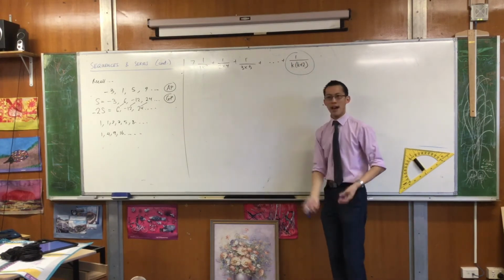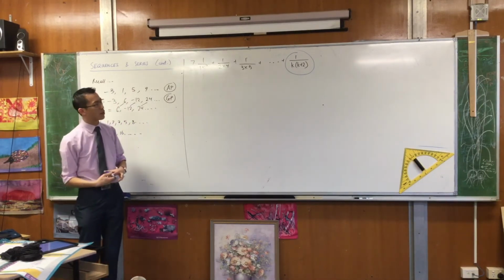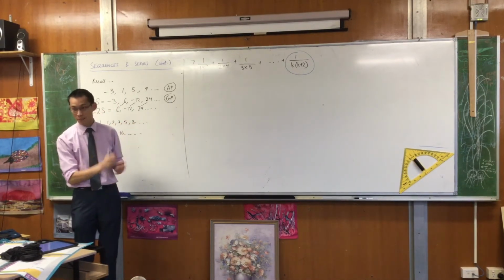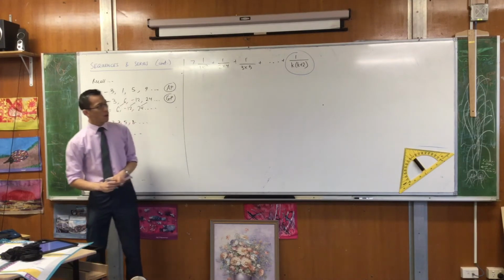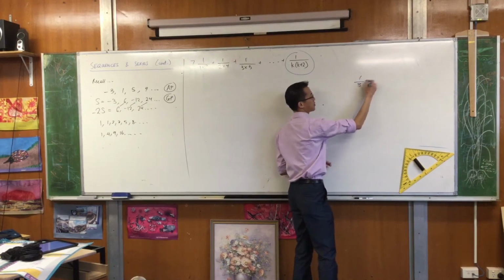Let's just look at this guy. Every single term is in this format. So how can I work out what's going on there? What makes this term this term? Okay. 1 over k plus 2. I want you to consider something like this.